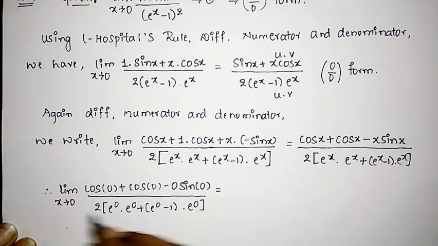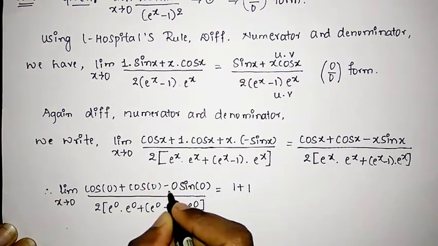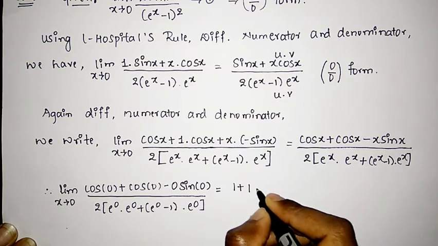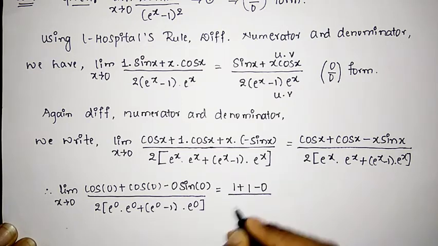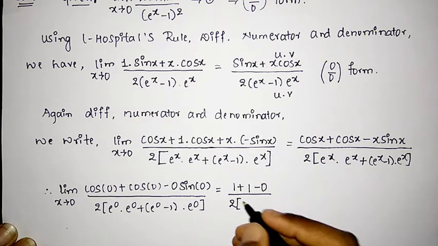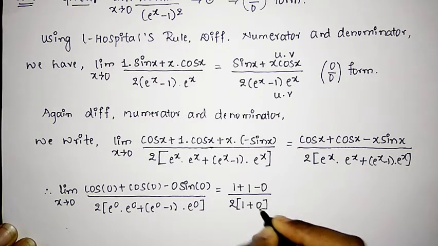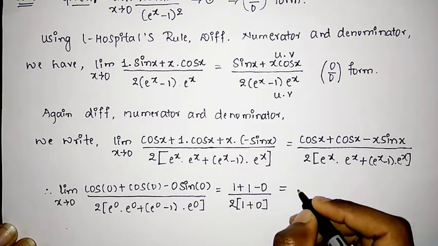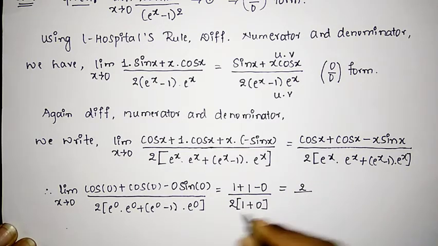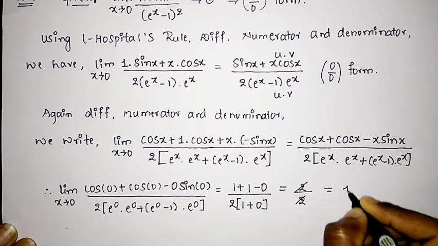So therefore we know that cos 0 is nothing but 1 plus again cos 0 is 1 and 0 into sin 0 is 0, divided by, then keeping 2 as it is, e to the power of 0, anything to the power 0 is 1. So it will be 1 into 1 will be 1, then e to the power of 0 is 1 minus 1 is 0. So this will be 0. So 1 plus 0. So 1 plus 1 it will be 2. Then 1 plus 0 is 1, 2 into 1 is again 2. So 2 cancels and therefore we have 1.